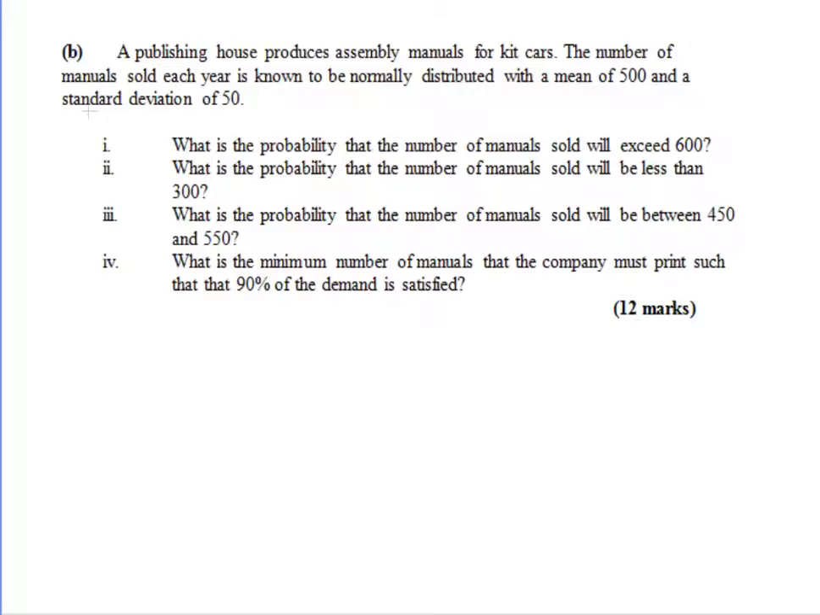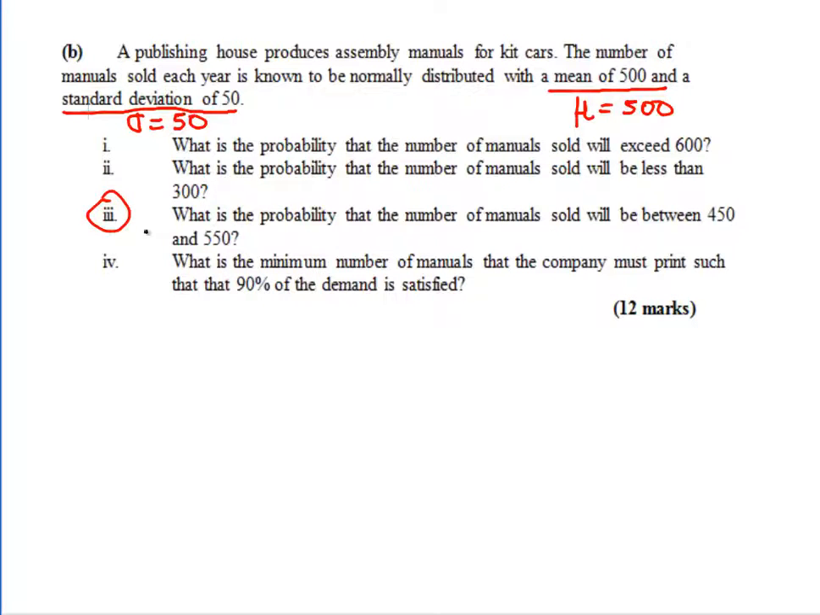And a reminder, a publishing house produces assembly manuals for kit cars. The number of manuals sold each year is known to be normally distributed with a mean of 500. Let's make a note of that. Mean of 500, which is to say mu equals 500, and a standard deviation of 50, which is to say sigma equals 50. Now we're looking at this question here in particular.